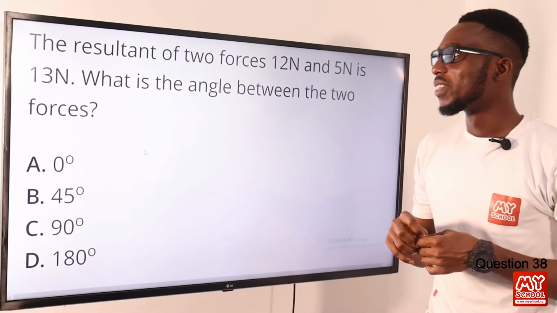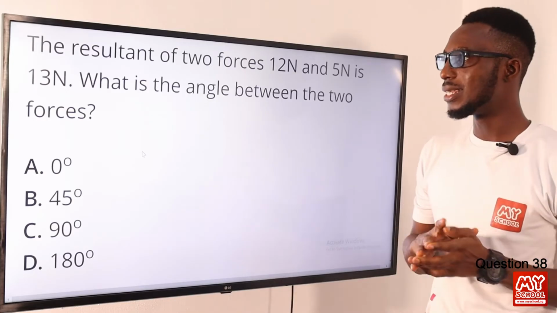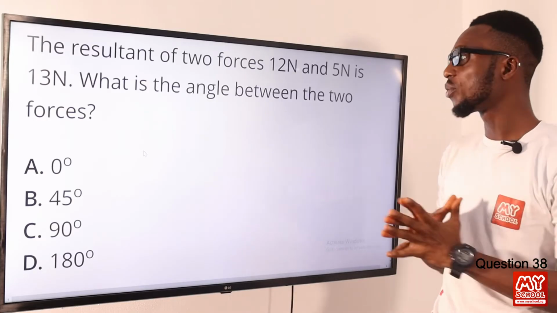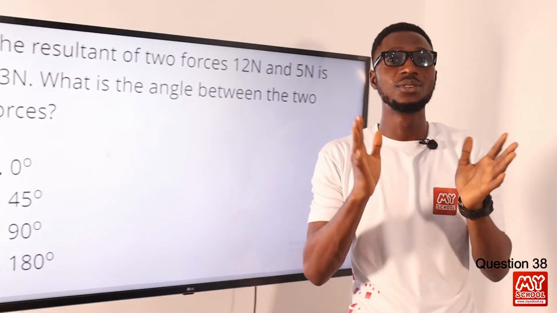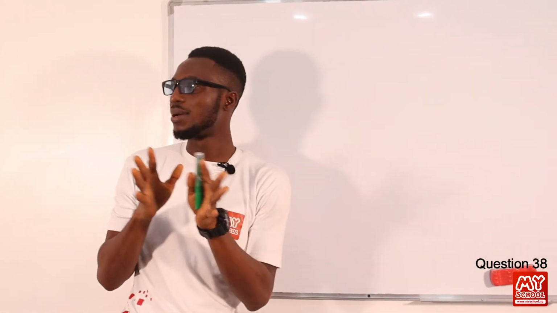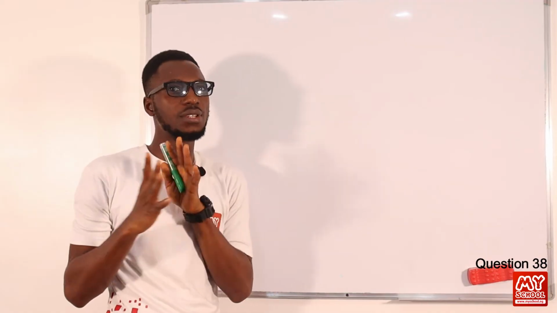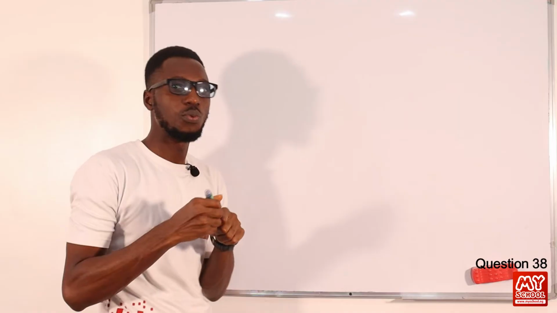38. The resultant of two forces, 12 Newton and 5 Newton, is 13 Newton. So what is the angle between the two forces? Okay, this is very easy. So you can actually find out the angle because if you want to just do a regular addition of vectors, you will just realize that 12 plus 5 should give you 17 Newton, but right here you are having 13 Newton. So what led to this result? So we are going to find out.